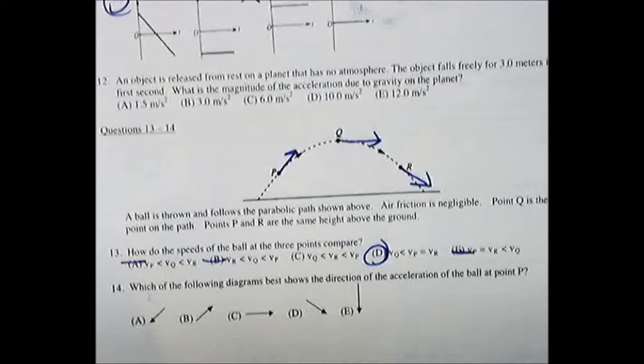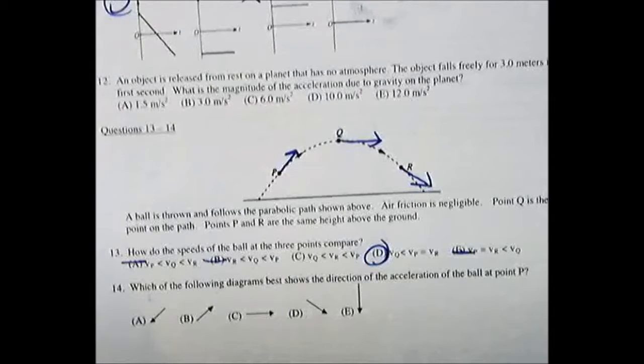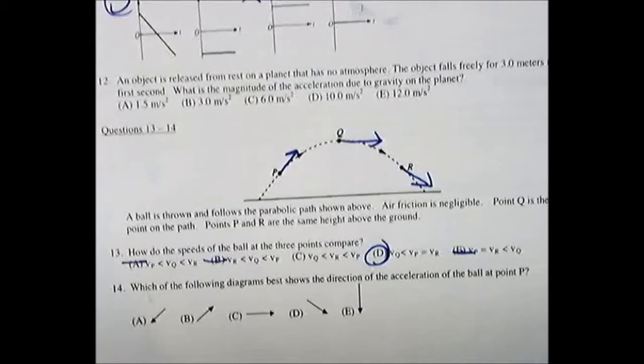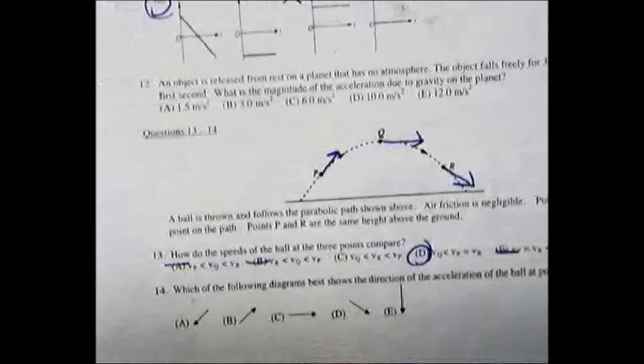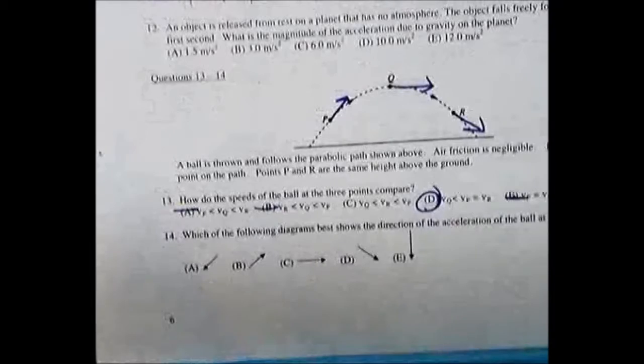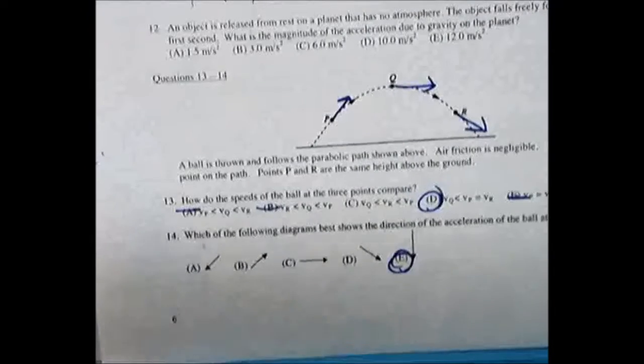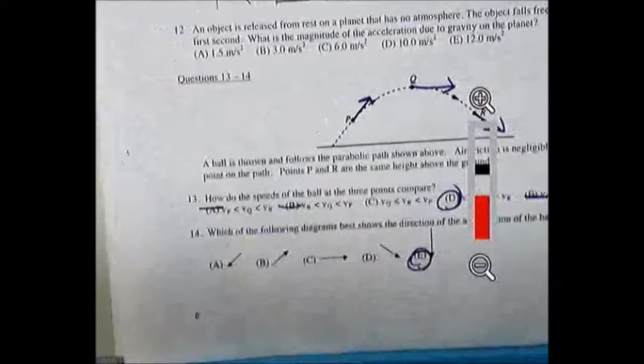Number 14, which one of the following diagrams best shows the direction of the acceleration of the ball at point P? Right? This is a silly question. This is a waste of time. Acceleration is always downwards. It's always downwards. That's it. That's the end of that question. Nothing else to it.